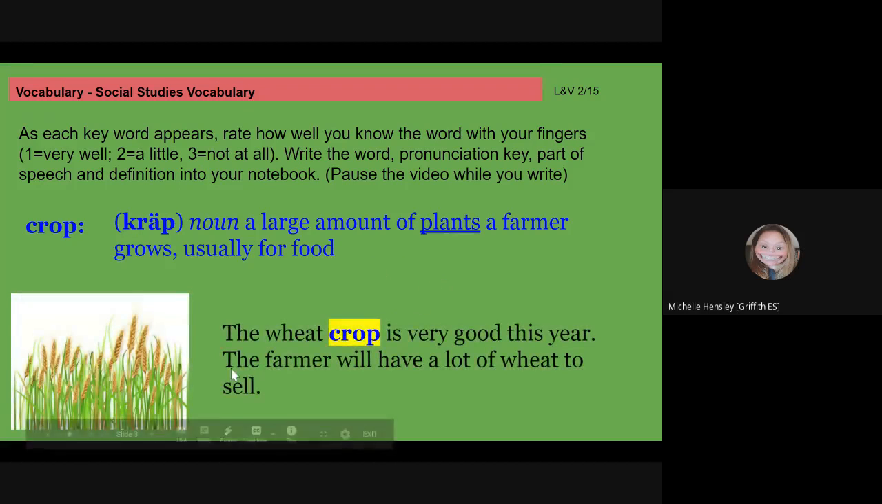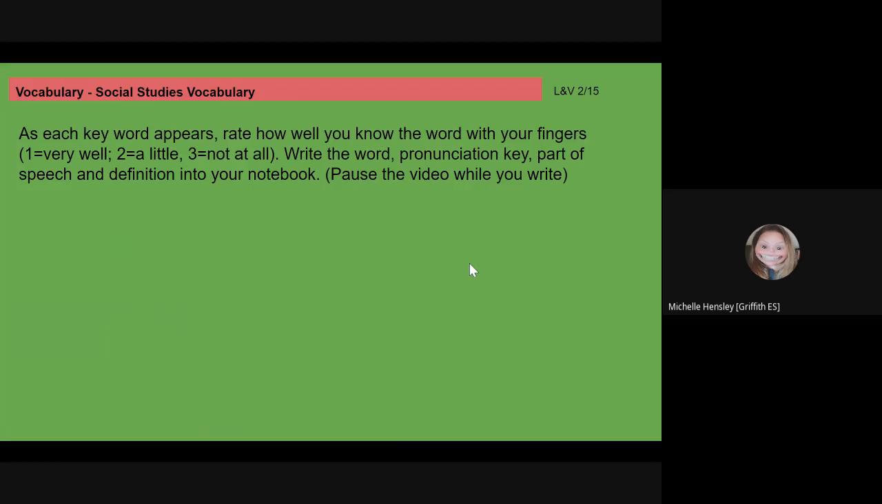Okay. So the wheat crop is very good this year. The farmer will have a lot of wheat to sell. Crop. Okay, that's how we refer to the large amount of plants a farmer grows, because it's usually for food, but not always. It could be something like flowers that are being used for pretty, or it could be something that's being used for medicine. If it's a large number of plants that a farmer's growing to sell or to use, it's a crop. All right, if you need more time for crop, go ahead and pause the video. We're going to move on.